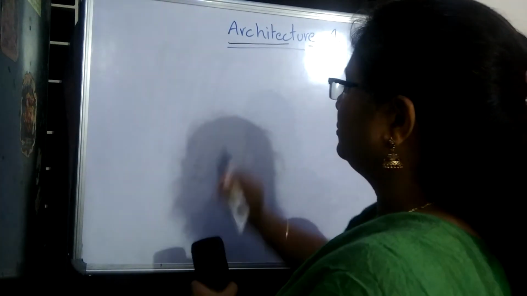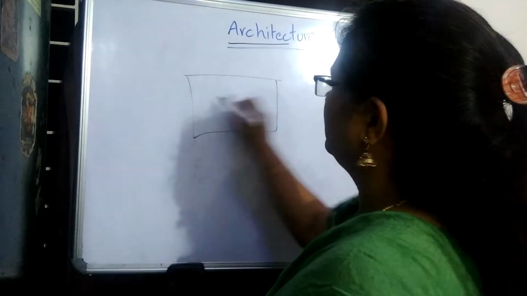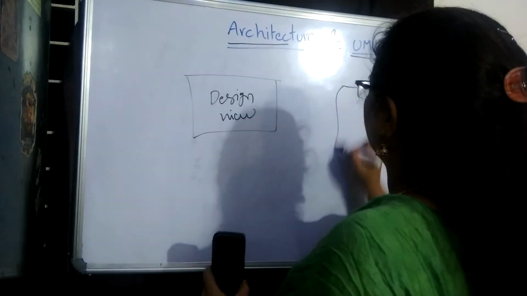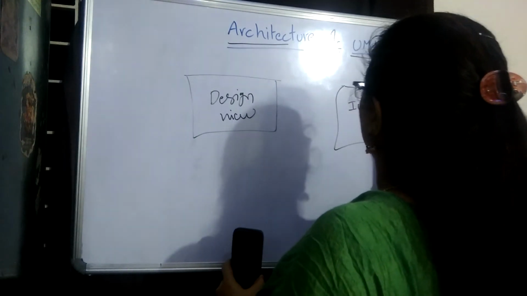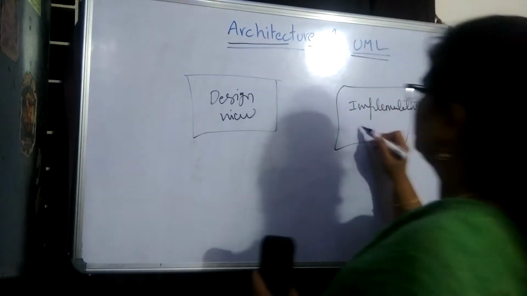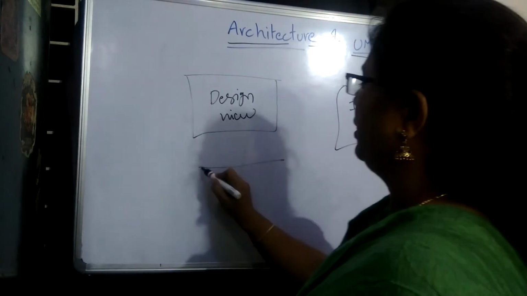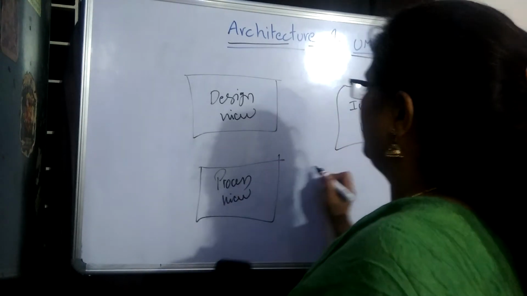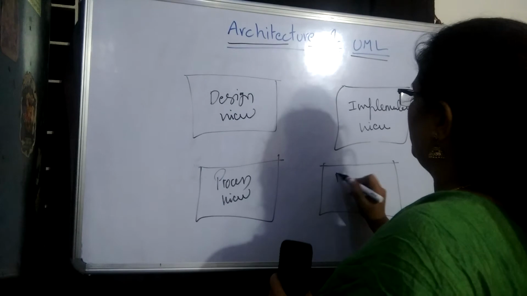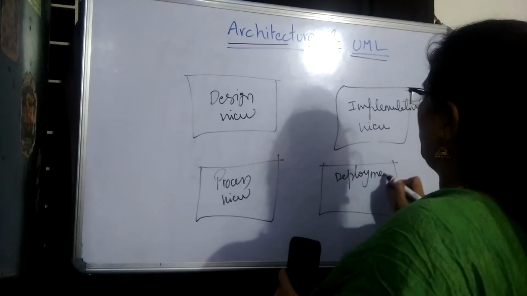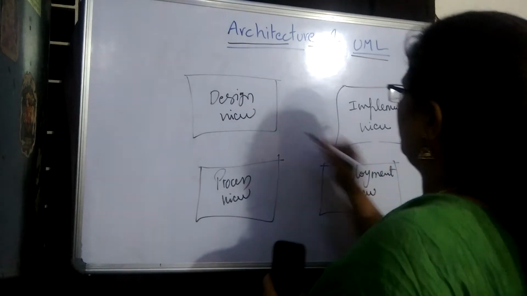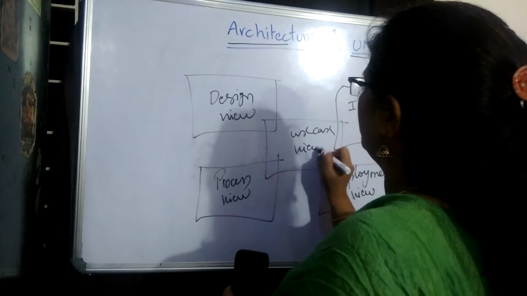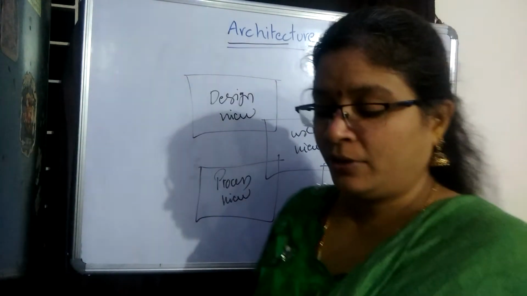We have the design view, implementation view, process view, and deployment view. And the center core is the use case view. Like that, we have 5 views.